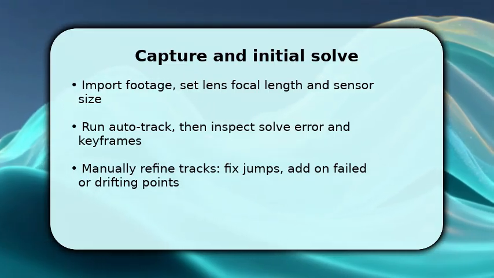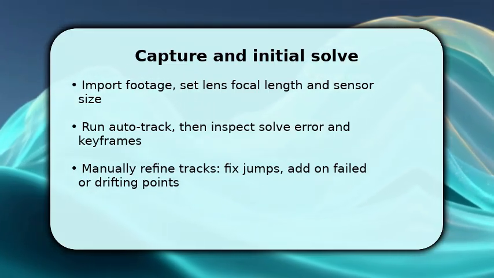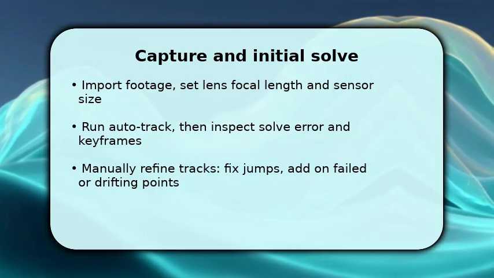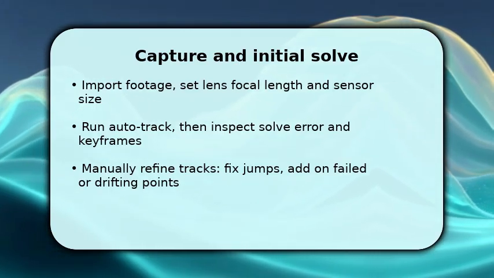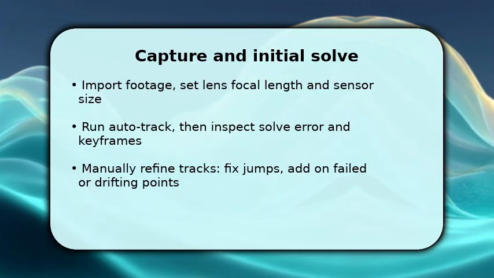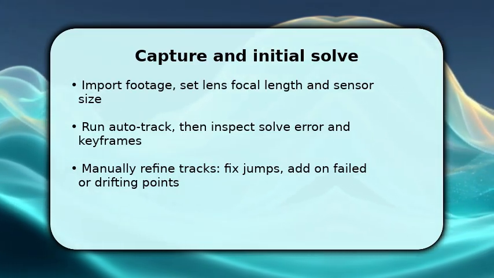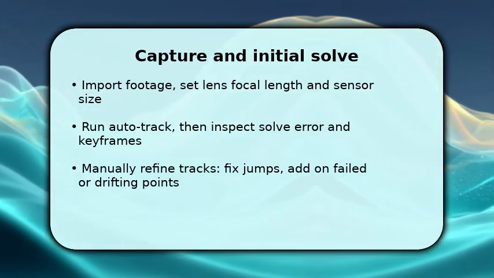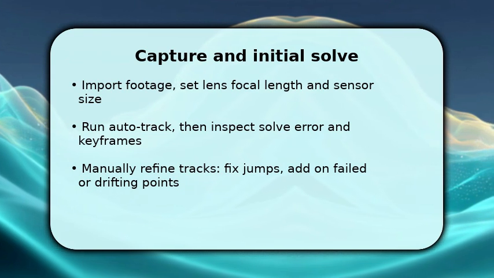You'll often need to repair individual tracks, stabilize jittering markers, delete false positives, and add manual tracks where auto-tracking failed. Make sure to resolve after edits. Iterating between tracking and solving tightens the 3D solution and prevents projection artifacts.